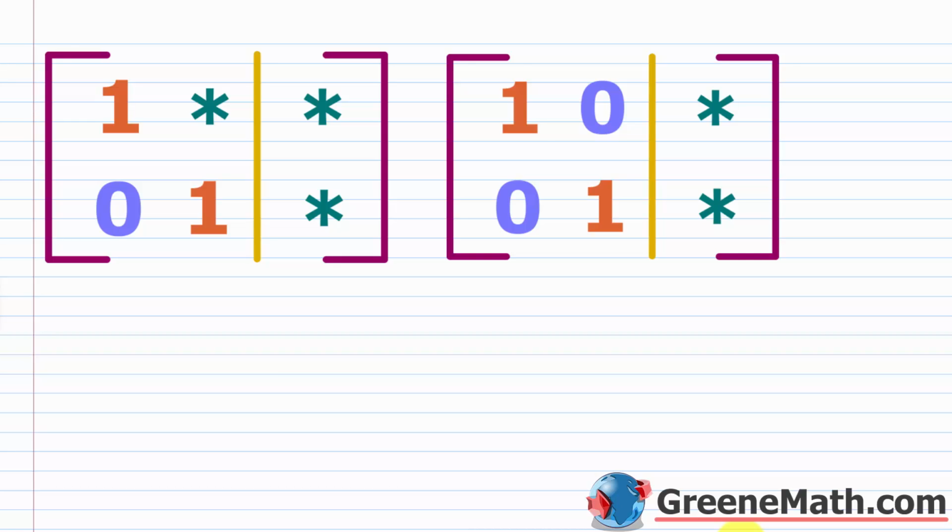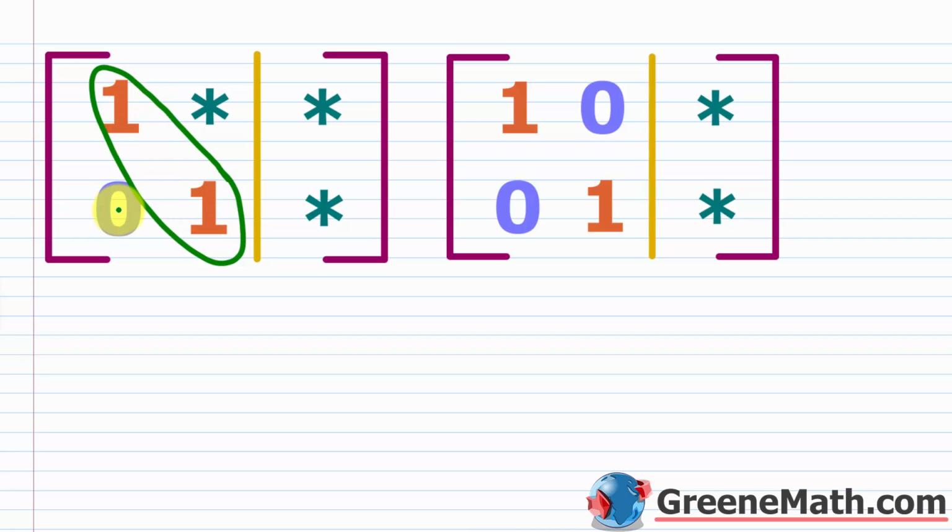Now, Gaussian elimination is the one over here on the left. This is referred to as the row-echelon form, where you have ones down your diagonal, starting at the top left and going down the diagonal, and then a zero below.